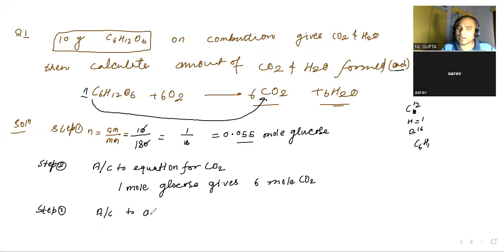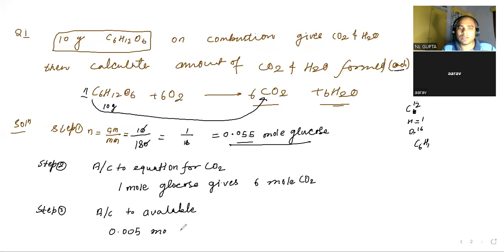So according to what is available, if I ask how many mole are available: 10 gram given. 10 gram means how many mole available? 10 gram means 0.055 mole. Yes or no? So according to what is available, 1 mole gives 6. So 0.055 mole.